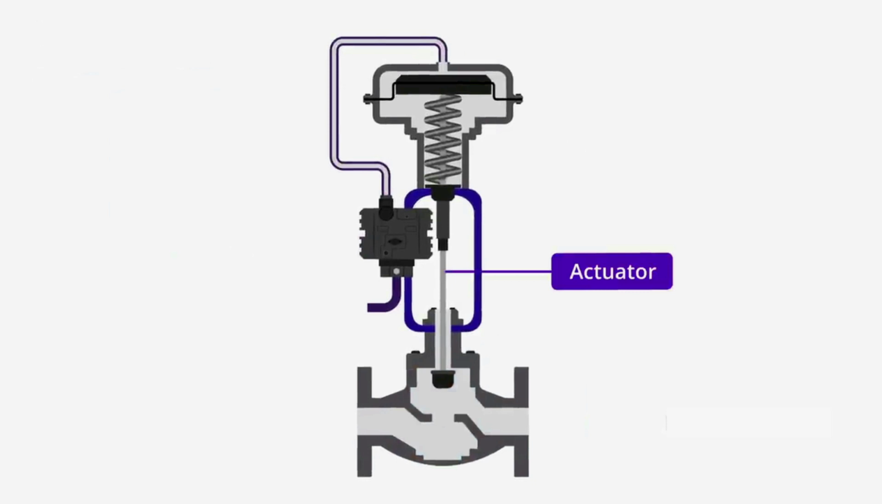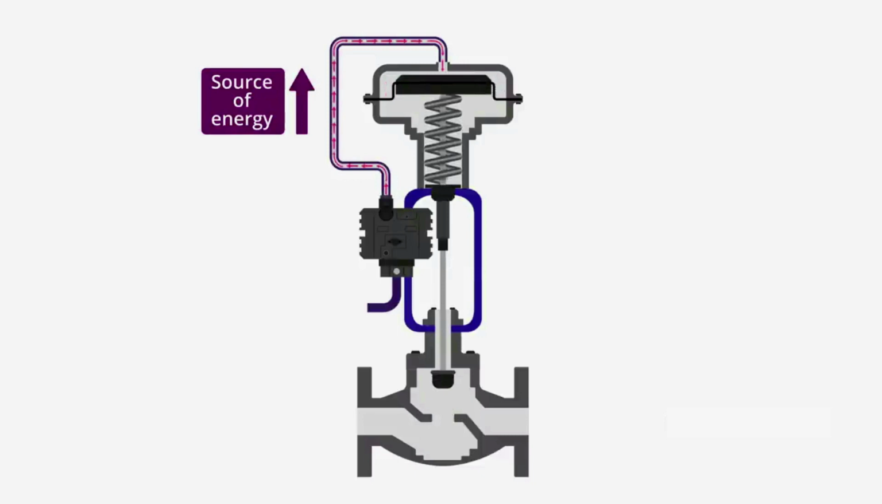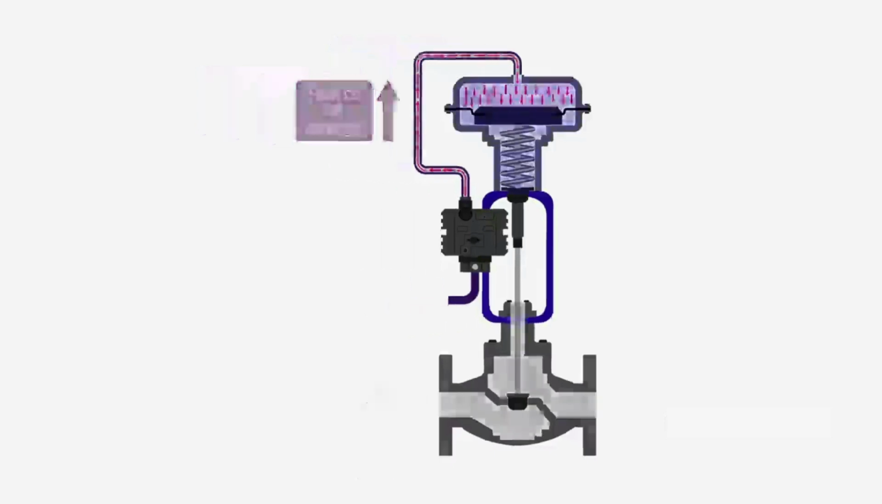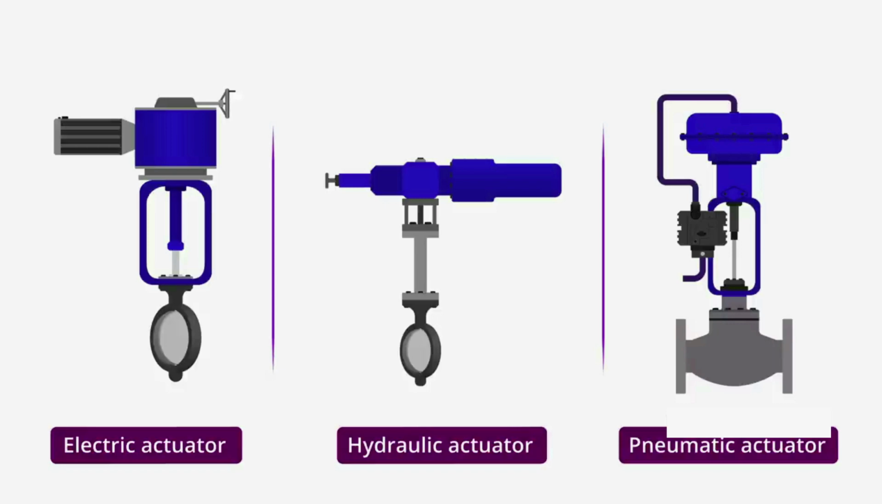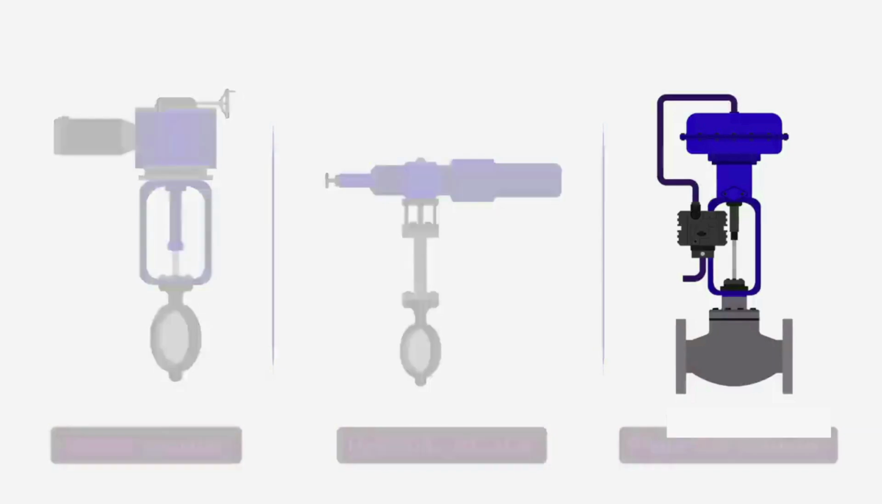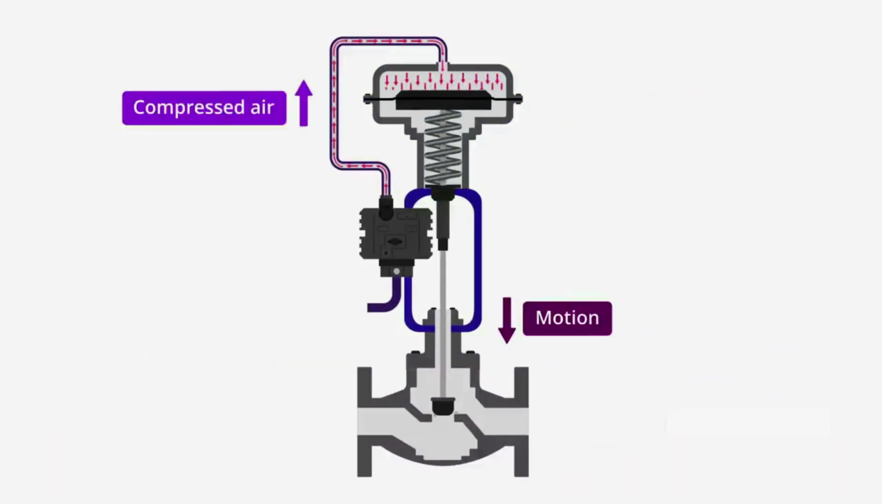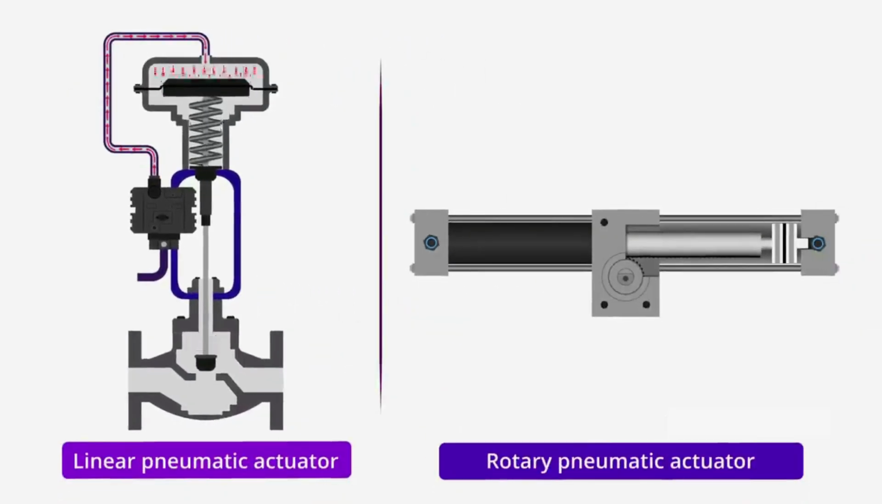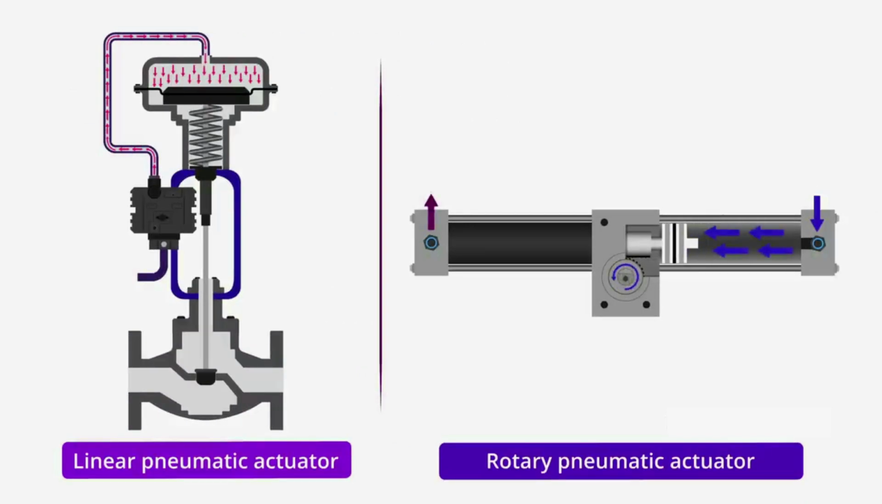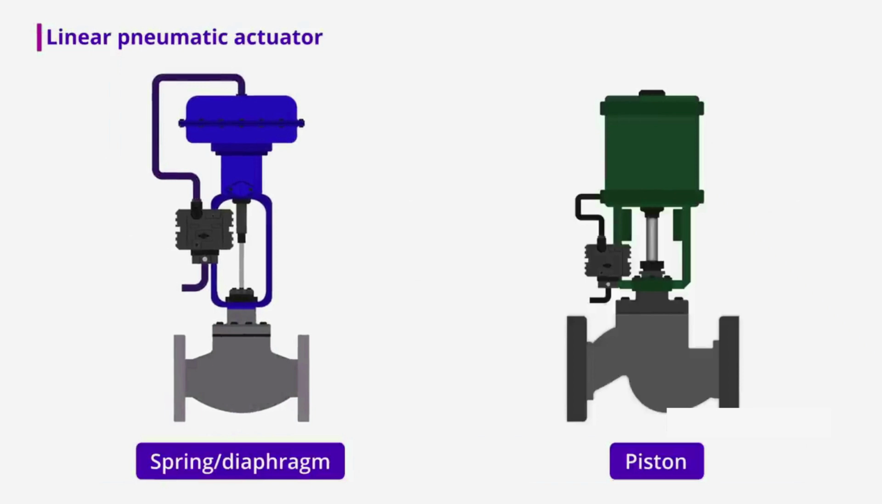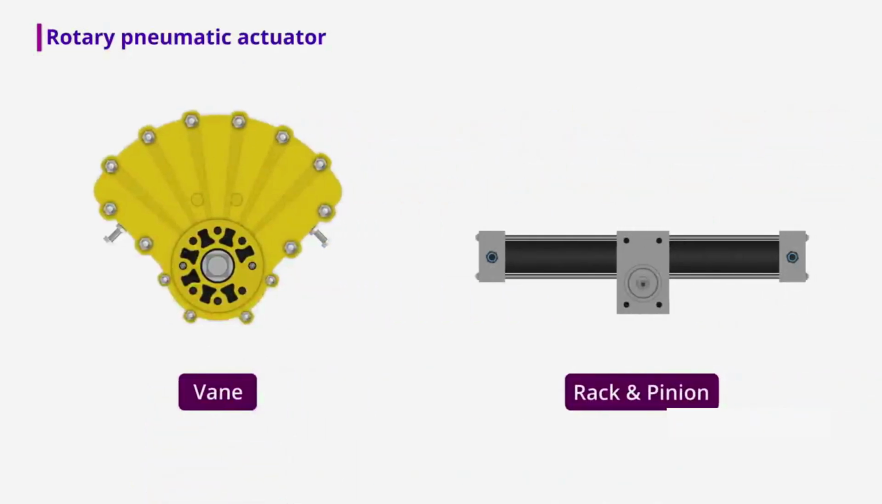Let's review what we have discussed. An actuator is a device that makes something move or operate. An actuator receives a source of energy and uses it to move something. The three typical actuator energy sources are pneumatic, electric and hydraulic. A pneumatic actuator converts energy in the form of compressed air into motion. A pneumatic actuator can move something in a linear motion or a rotary motion. Linear pneumatic actuators include the spring diaphragm style and the piston style. Rotary pneumatic actuators include the rotary vane style and the rack and pinion style.